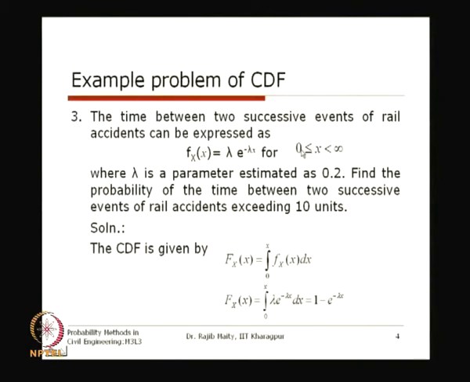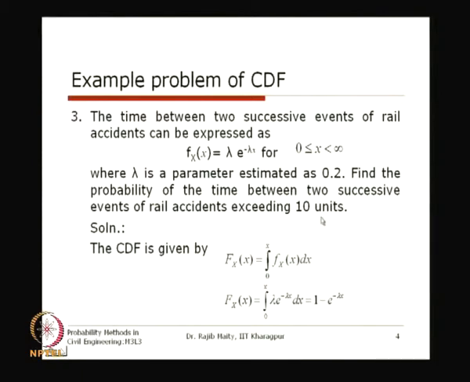Here, from minus infinity to 0 it is 0, so from 0 to x we will integrate it. If we do this simple integration, we get 1 minus e to the power minus lambda x, which is the cumulative distribution function for this probability density function. If we put any particular value of x here, we directly get the probability of the random variable X being less than or equal to small x. Now, our question is to find the probability of the time between two successive events of the rail accident exceeding 10 units.